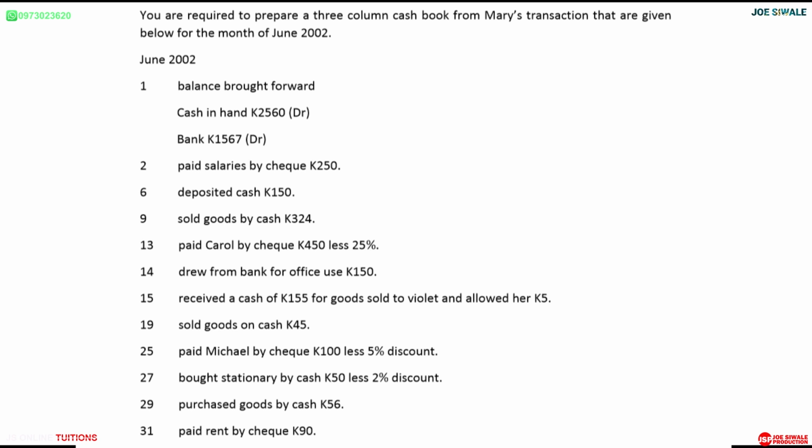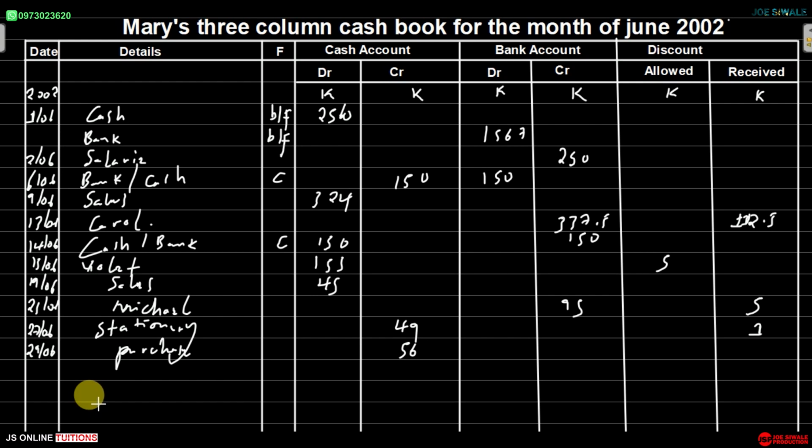Then on the 31st of June, paid rent by check amounting to 90 kwacha. So also this type of transaction is taking money out of the business, and since we paid by check, that means that we're going to credit the bank account. Credit the bank account by 90.